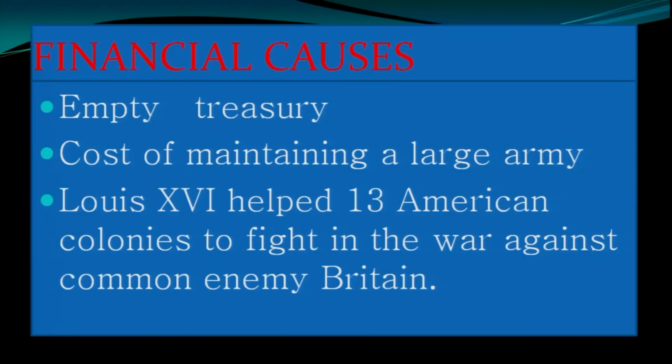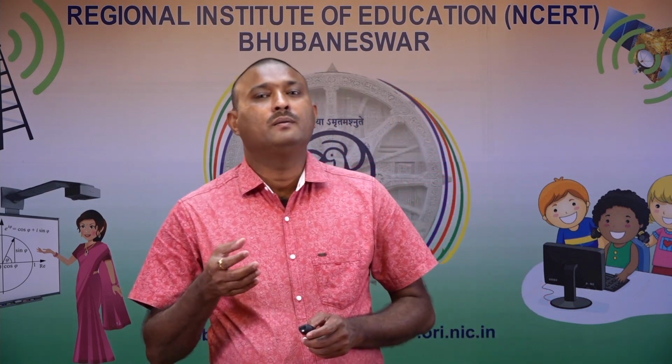The first one is the financial causes. Students, in 1774, Louis XVI, who belonged to the Bourbon family, ascended the throne of France. At the age of 20, he got married to the Austrian princess Marie Antoinette. When he ascended the throne of France, at that time, the treasury of the kingdom was empty.